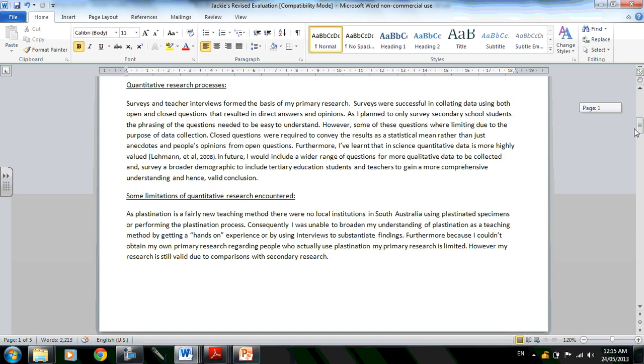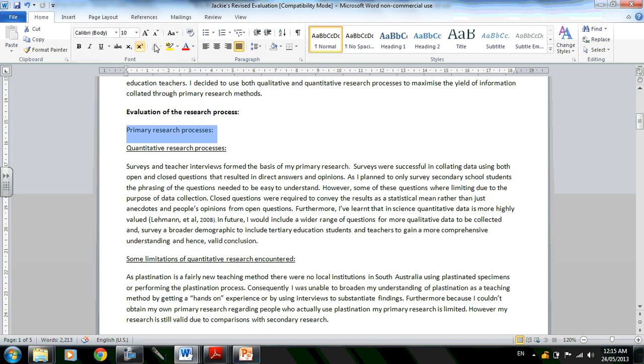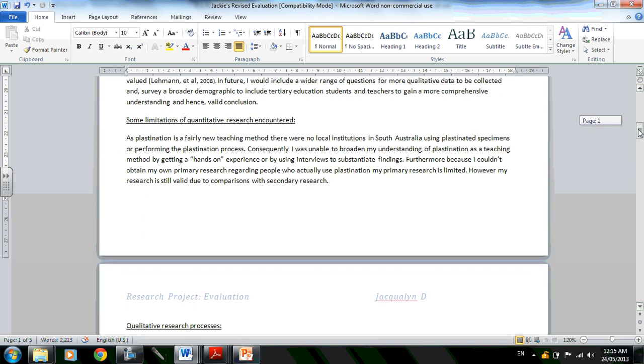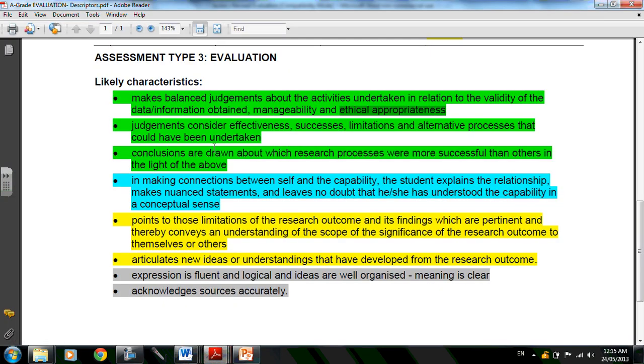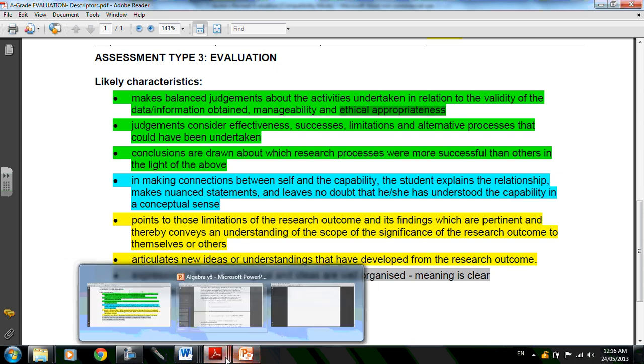And again, the evaluation of the research process, she's separating the primary quantitative research processes, surveys, teachers' interviews where she had ticked the ideas, limitations of the quantitative research. So she's reflecting on that. That was a merit too. Qualitative research processes, you see, she presents that and she is judging them, the limitations in each one of them. It is perfect according to these judgments: effectiveness, success, limitations. So it is very, very appropriate.